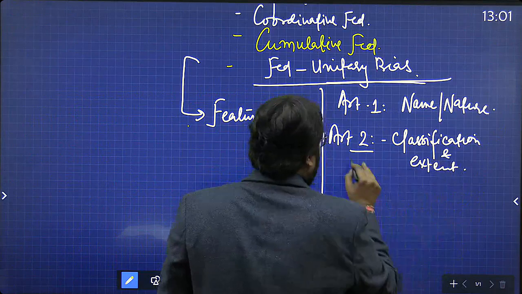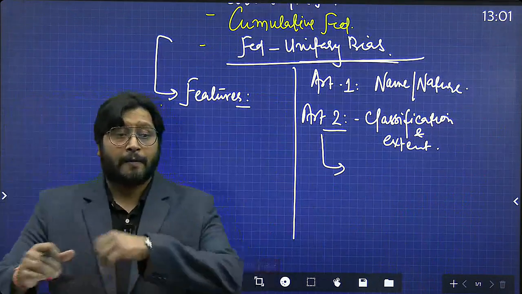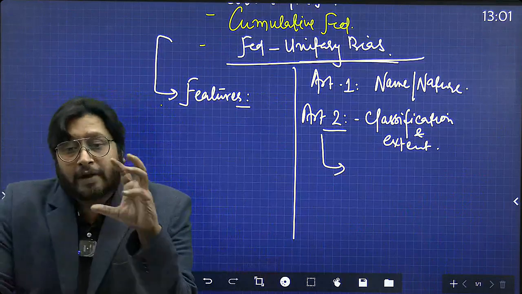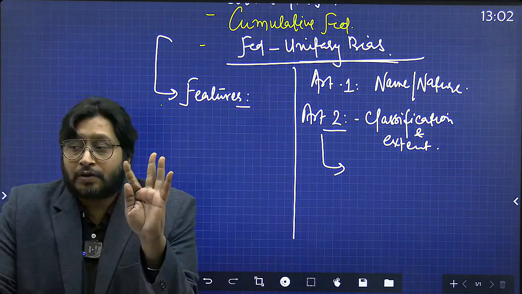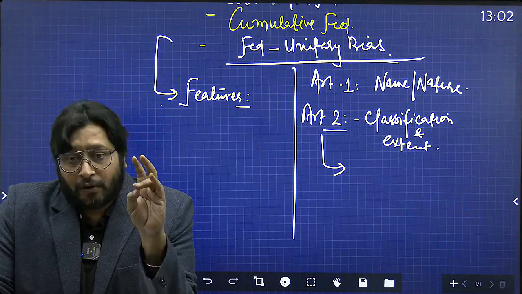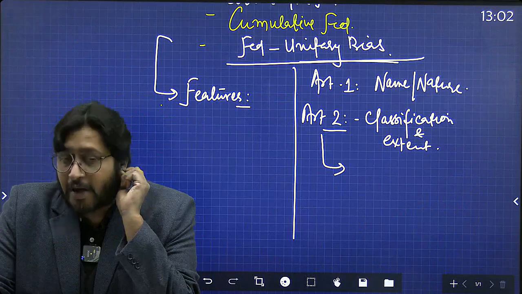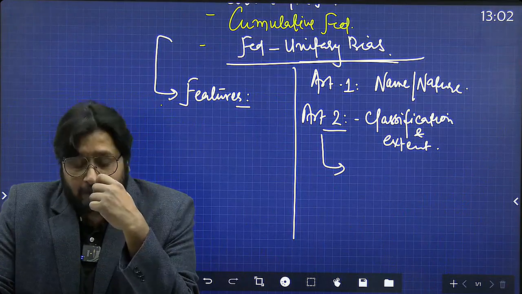What does Article 2 talk about? The territories. Technically, what territories are there? Classification. So what kind of territory do we have? We have states and their territories, union and its territories, right? And any other territory that we may acquire over a period of time. Okay, right, right.